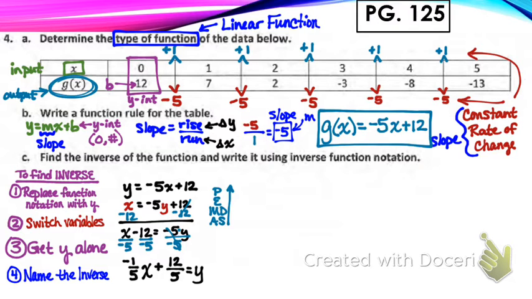If you want to change it into decimal form, then you would need to change both parts into decimal form. We don't want an equation that has fractions in one spot and decimals in the other. So this would be -0.2x plus 2.4 if you were going to write it in its decimal form.